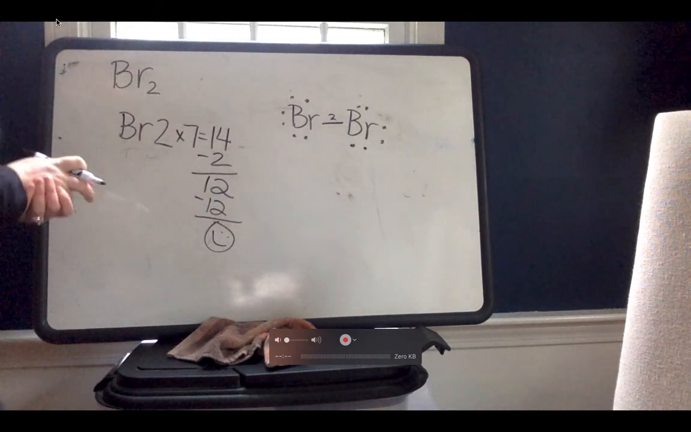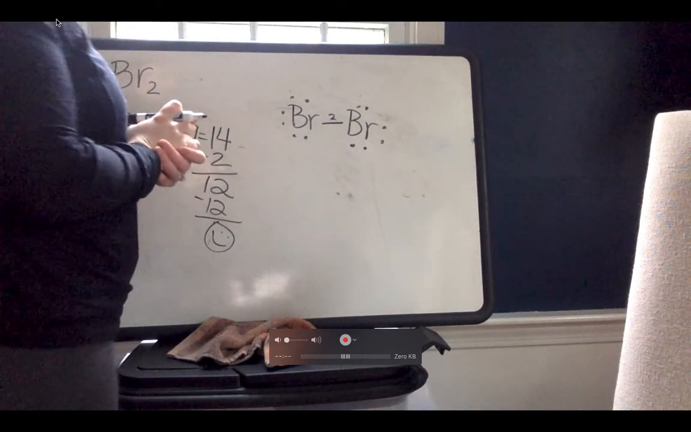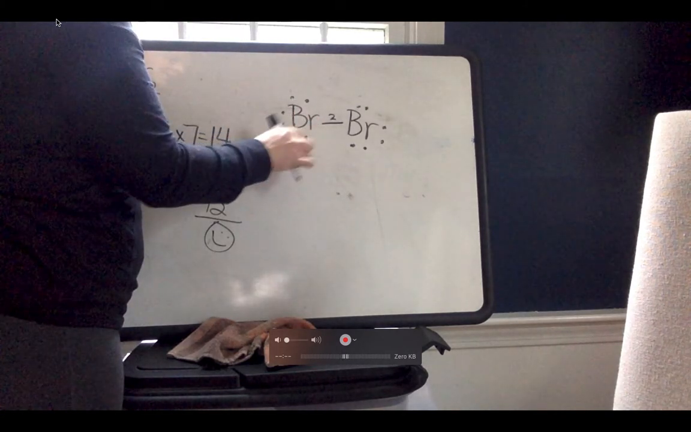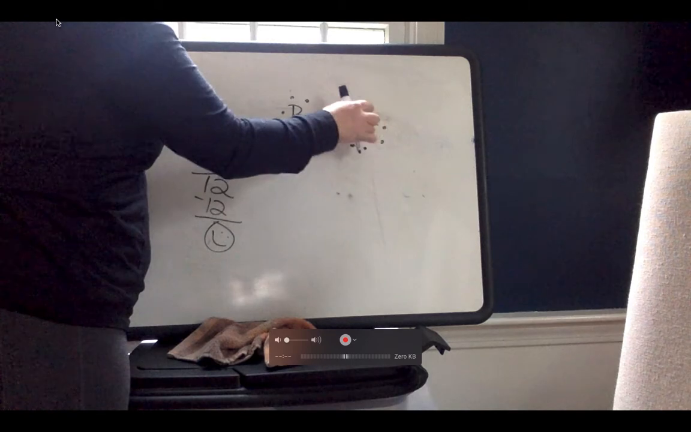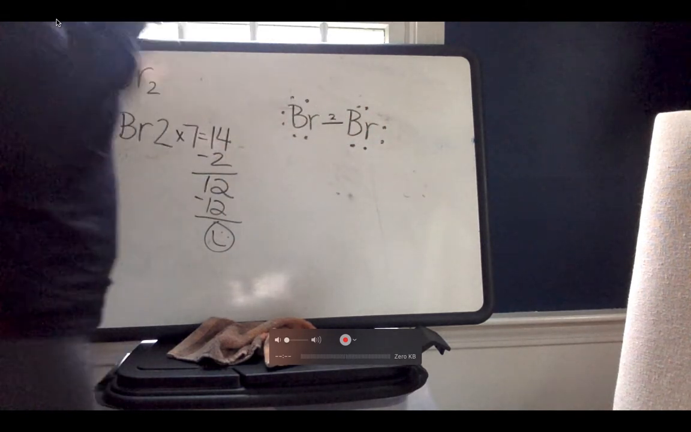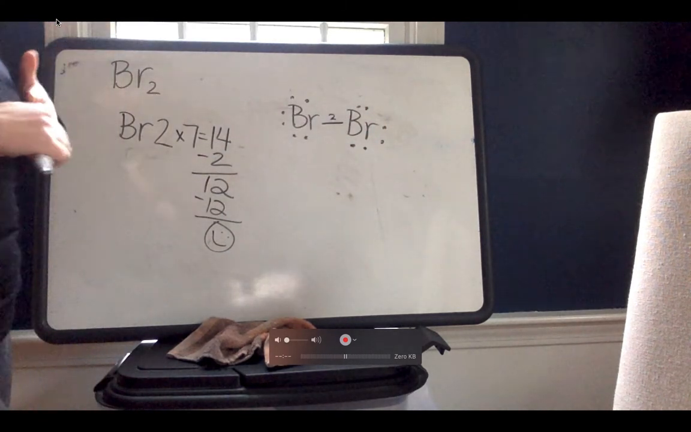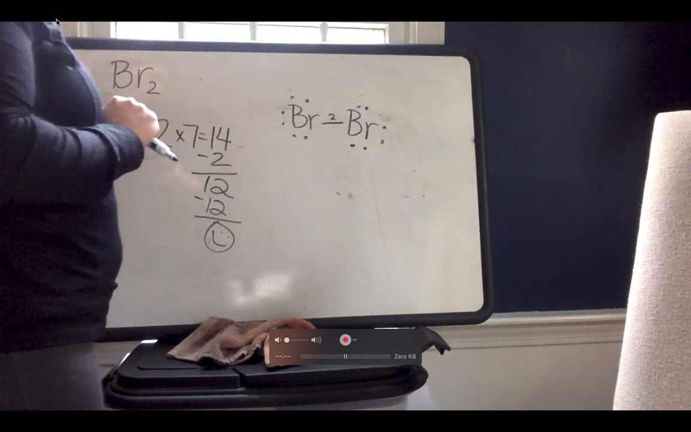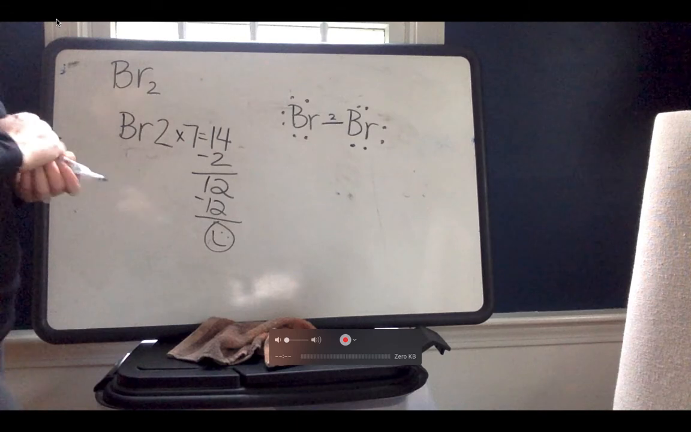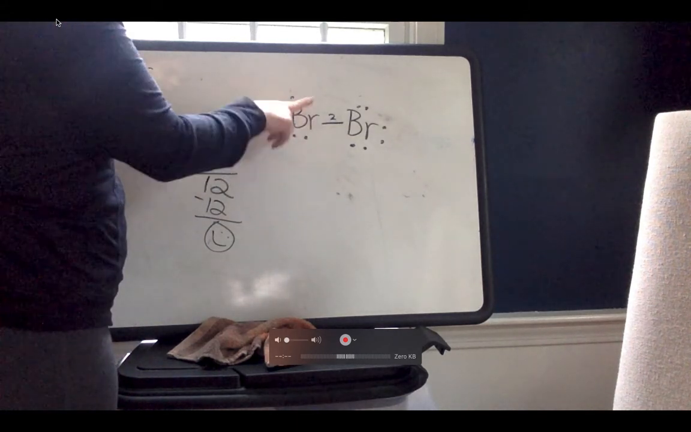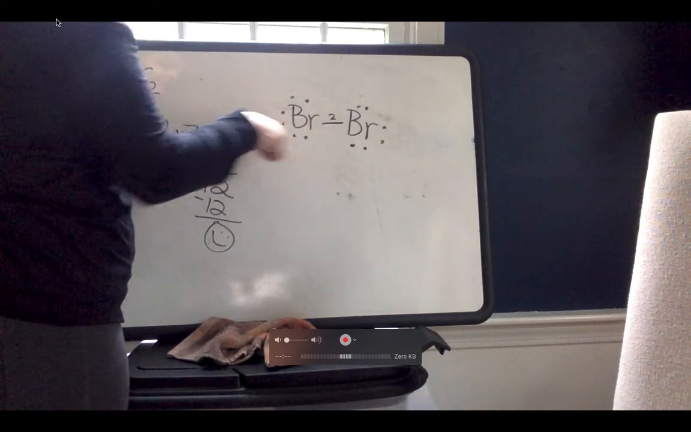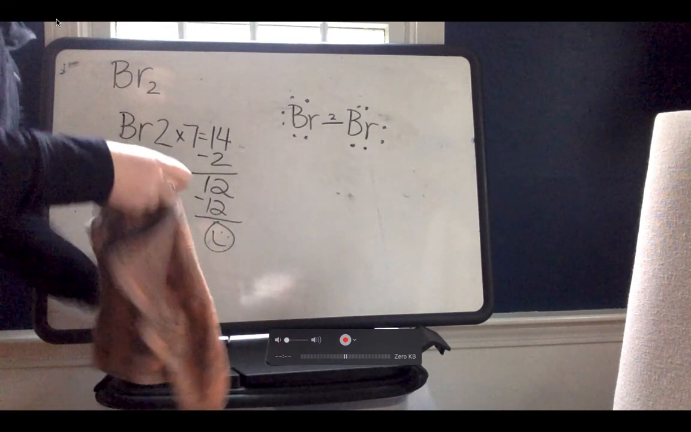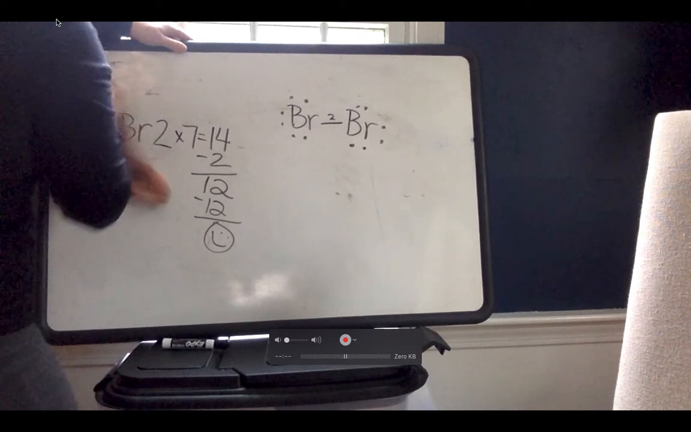Okay. We used all 12, and each bromine is happy because each one now has 8. 1, 2, 3, 4, 5, 6, 7, 8. So we can see that each bromine is now happy because they are sharing the 2 that are in the middle. Okay? All right. Notice when I do the dots, we do 2 on each side. There's never a group of 3 that is together. Okay? I'm going to do another covalent with you.